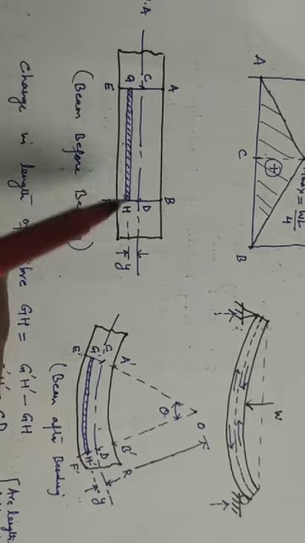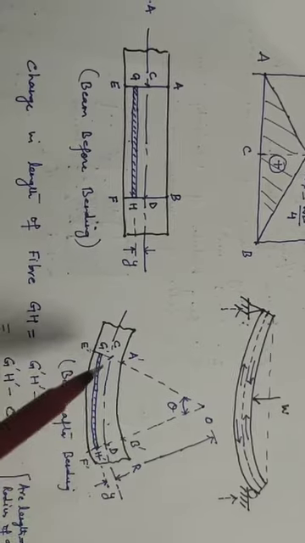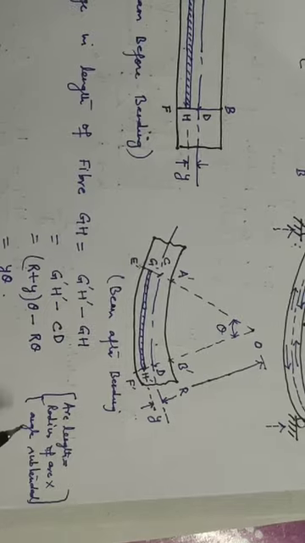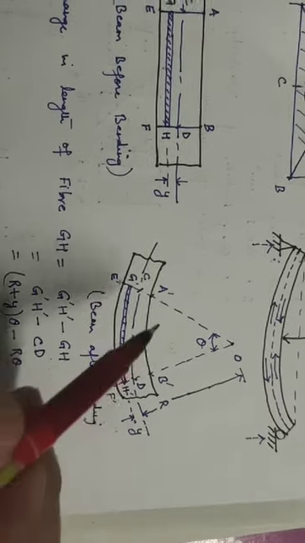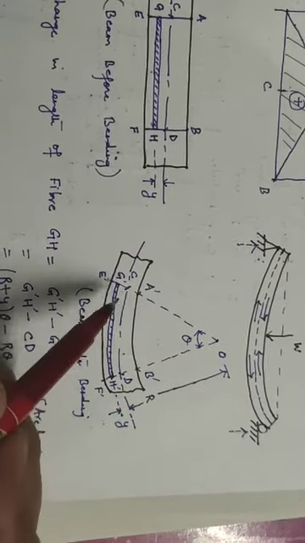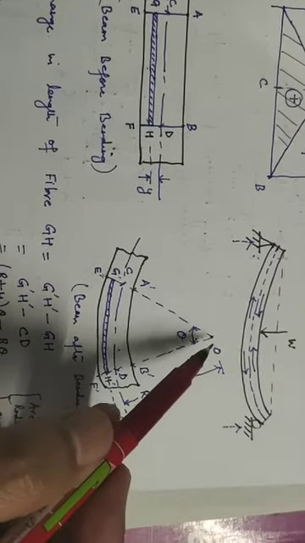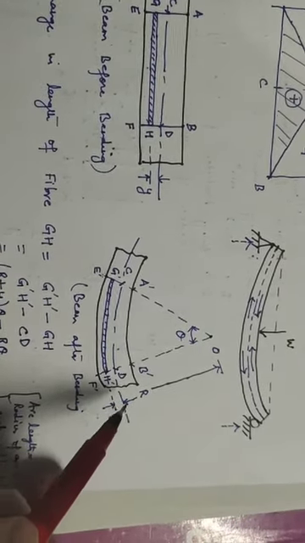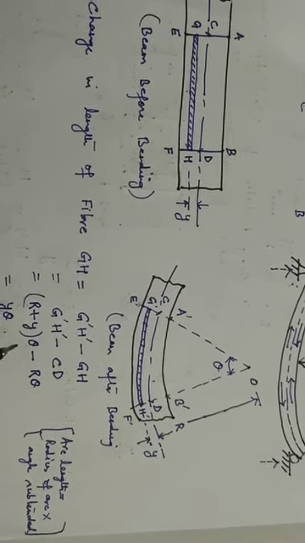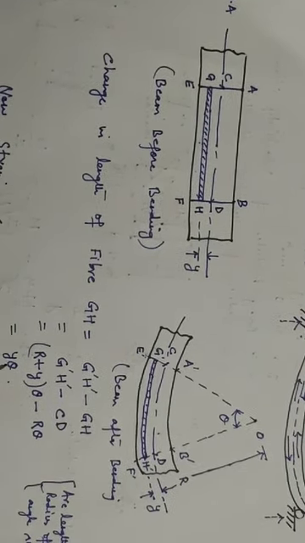Now we know that GH equal to CD. GH will be equal to CD, and the length of the arc, we will simply take equal to radius of the arc multiplied by the angle subtended. That is CD will be equal to R into theta, and G dash H dash will be equal to, its radius from O will be R plus Y, as it is acting at a distance Y. So (R plus Y) theta minus R theta, R theta cancels, this is Y theta. So therefore we will say the change in the length of the fiber will be equal to Y theta.